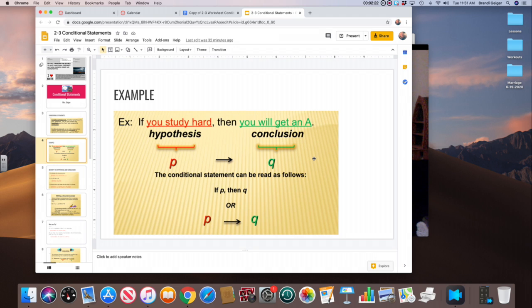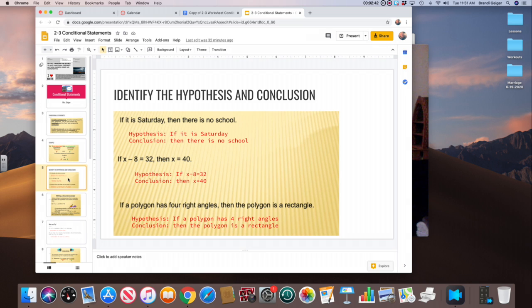So in geometry, a lot of times we represent statements with P's and Q's. So the symbolic form would be P arrow Q. That just means if P, then Q. P can be anything and Q can be anything. So for your first example, it says, if it is Saturday, then there is no school. Your hypothesis is the if part, if it's Saturday. Your conclusion is the then part, then there is no school.